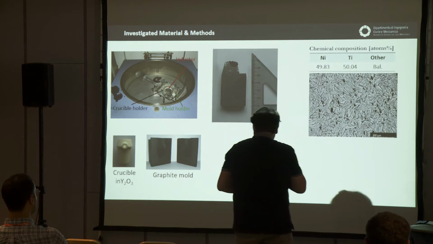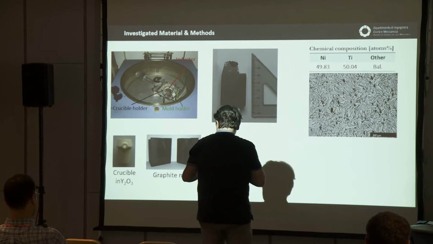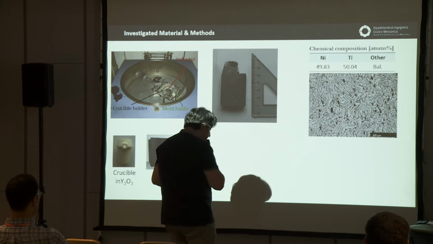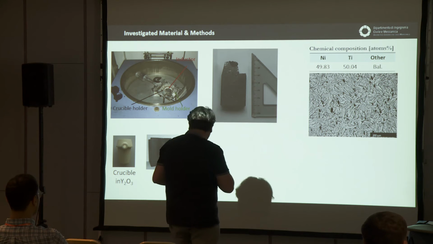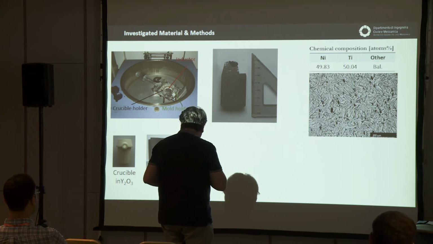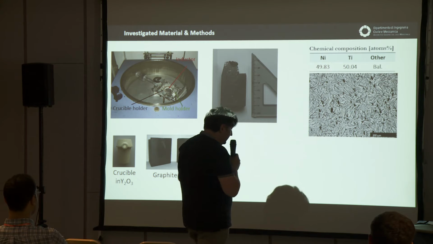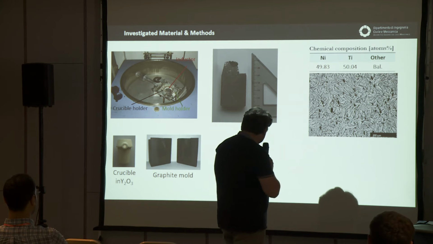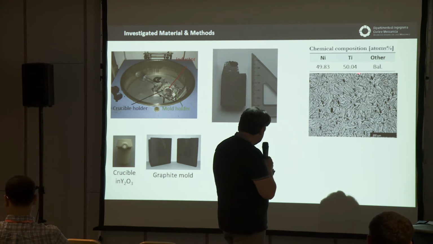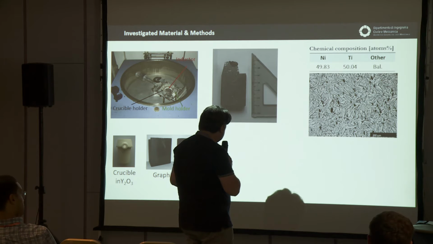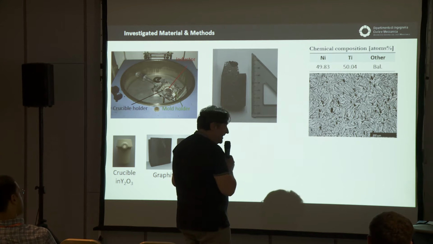For this, we produced a material using a vacuum furnace like this, with a crucible in yttria, because it is very stable at high temperature and avoids the presence of any oxide. And using a graphite mold, we realized, for example, this ingot. This is the investigated chemical composition of the alloy. It's a near equiatomic alloy. This is the final microstructure.